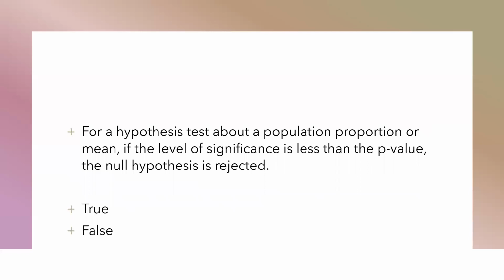For a hypothesis test about a population proportion or mean, if the level of significance is less than the p-value, the null hypothesis is rejected. That's false. Why? Because it's reversed. If the p-value is smaller than the significance value, we should reject it. But if the significance value is less than the p-value, that means the p-value is greater than the significance value, right? Therefore, we should not reject it. Therefore, this statement is wrong.